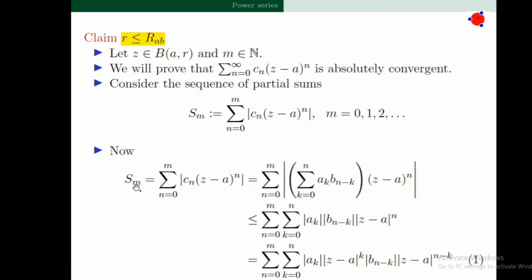So the sequence of partial sums Sm is less than or equal to summation n equal to 0 to m, summation k equal to 0 to n, modulus of ak into mod z minus a the whole raised to k into mod bn minus k into mod z minus a the whole raised to n minus k. This is equation number 1.